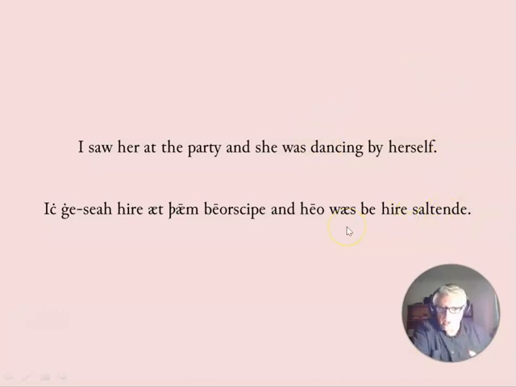That's not the only word order. You could have heo was saltender behir. You could do that as well. Okay. I choose to put the second verb to the end, and I follow that pattern on this channel, but it's perfectly valid in Old English too to translate as heo was saltender behir. Okay, it's up to you.